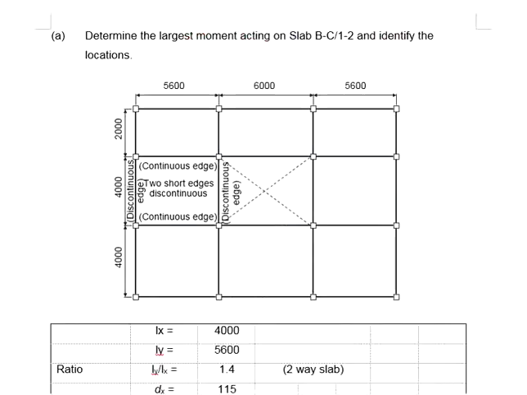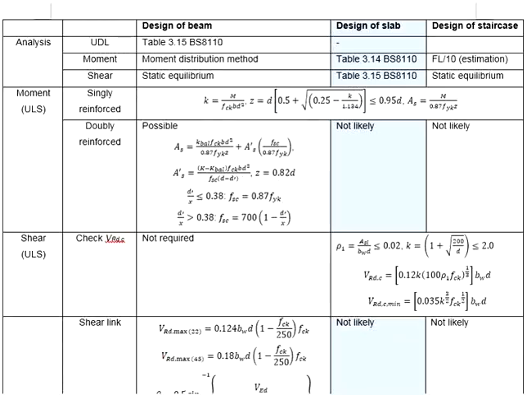Same principles apply to the slab. Theoretically, you have to design every single part of it, but for simplicity in the design and also simplicity for the construction at the construction site, normally we will adopt the most critical moment and the most critical shear and design accordingly, applying to all parts of the slab. This is about the design of the beam and slab.